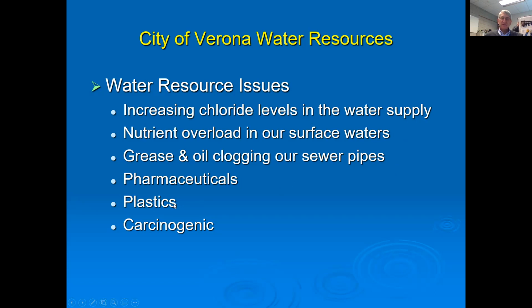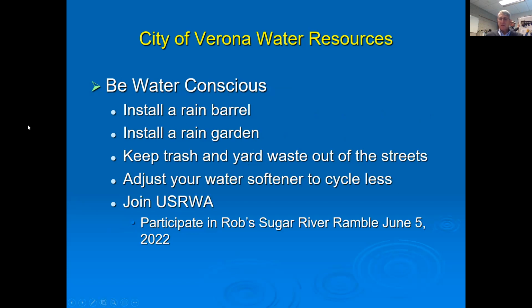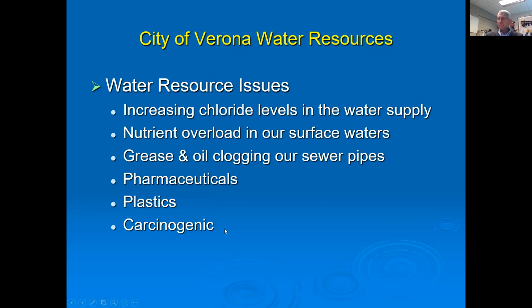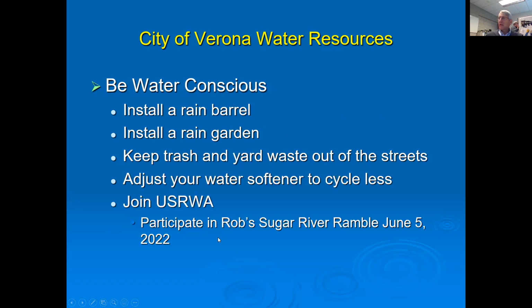Plastics in the system, from a simple clogging perspective, and all the way to breaking down and becoming consumed and part of the environment. Let me go back one. And then carcinogens. PFAS is an example of carcinogens as an emerging contaminant.